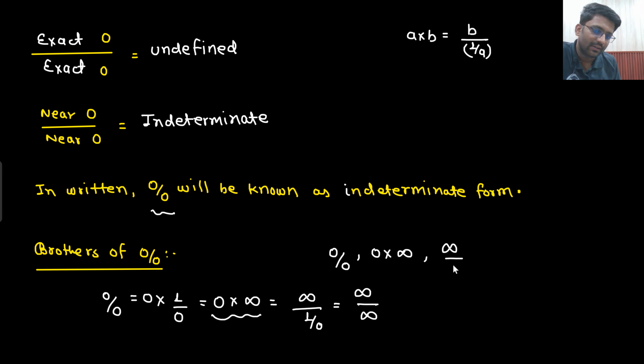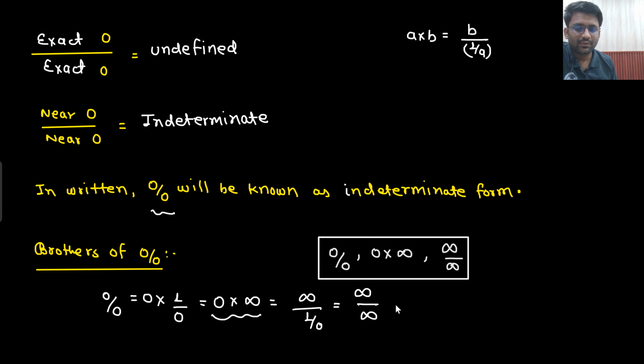So who is the other brother? Infinity by infinity. So these three are the brothers: 0 by 0, 0 into infinity, infinity by infinity. All three are indeterminate forms. The only thing you need to remember is 0 by 0, that's it. If you remember 0 by 0, infinity by infinity will also be remembered, and 0 into infinity will also be remembered.